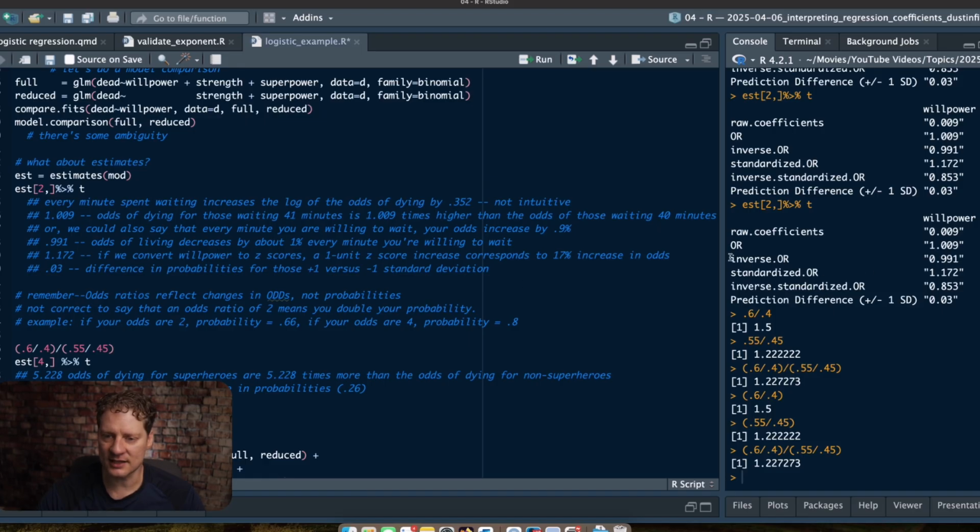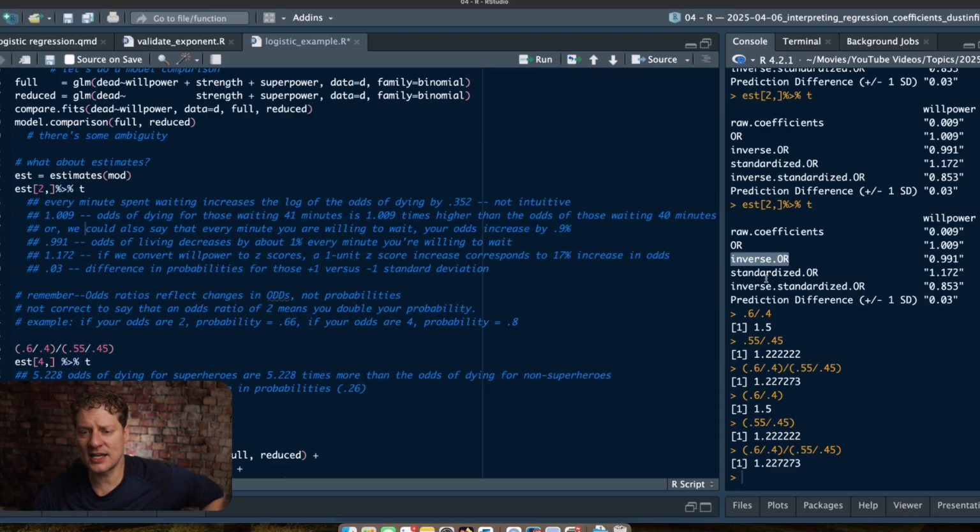Now we got this other thing. This is, again, in FlexPlot, the inverse odds ratio. What is that? So far we've been talking about the probability of dying. We could also talk in terms of the probability of living, because I find it easier to interpret odds ratios that are over 1 and not as easy to interpret odds ratios that are less than 1. And so 0.991 means the odds of living decrease by about 1%, which is 1 minus 0.991. The odds of living decrease by about 1% every minute you are willing to wait.